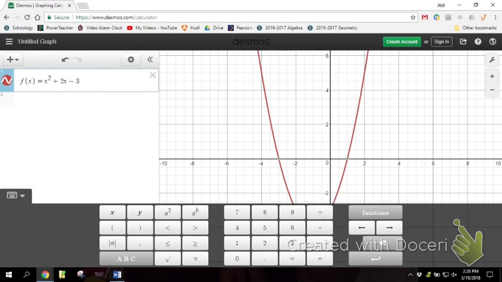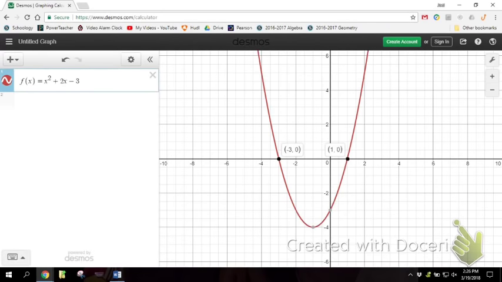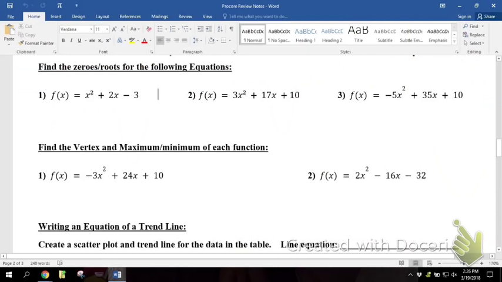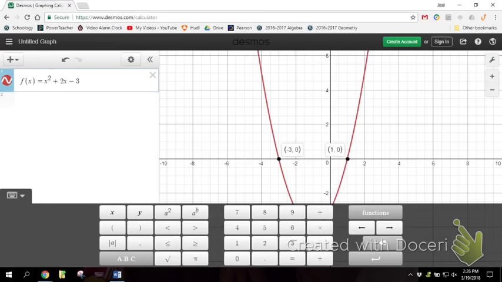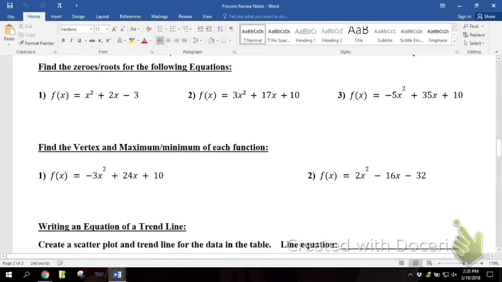And again, there's my graph, and then there are my two solutions, the ordered pairs -3, 0, and 1, 0. So I know my two solutions, my roots, my zeros for this equation are going to be -3 and 1. So I can write underneath this x is equal to -3 or 1.